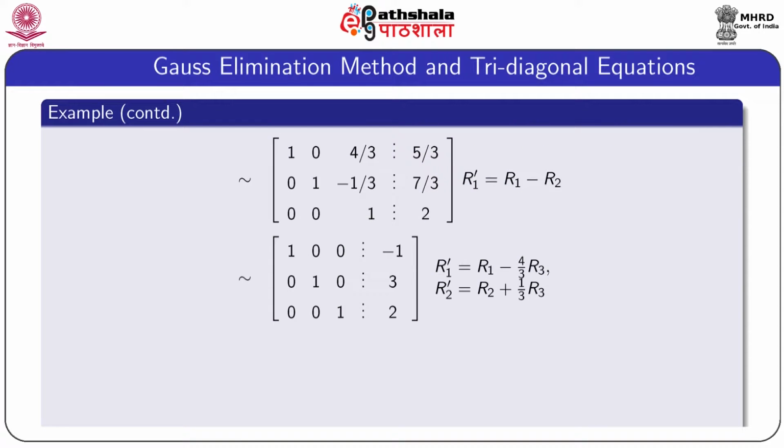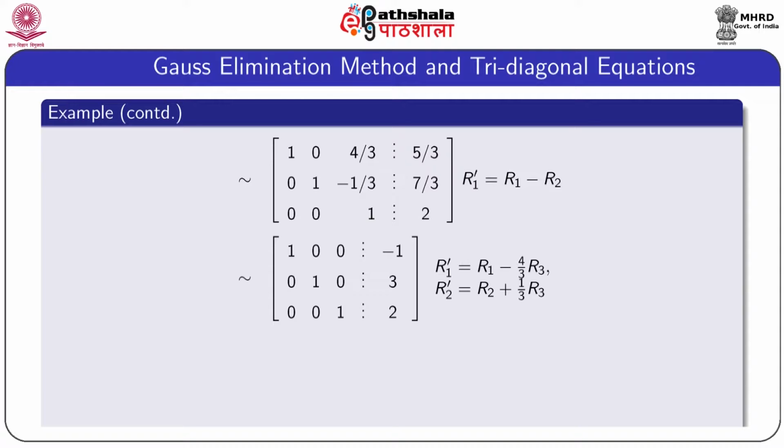Now to make the 0 of the element at position 2 1, we apply the elementary row operation r1 prime equal to r1 minus r2, and after this application the first row reduces to 1 0 4 by 3 5 by 3, and second and third rows remain unchanged.